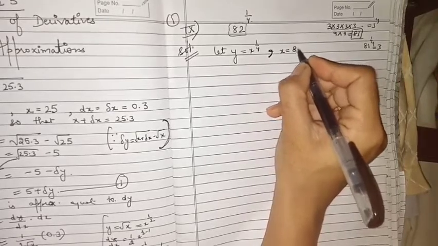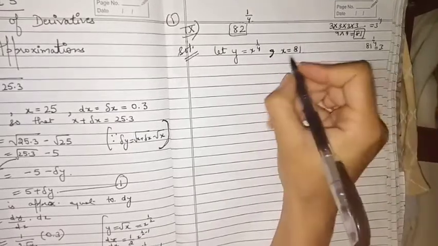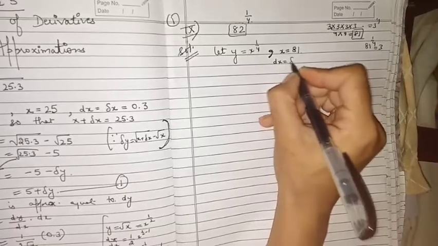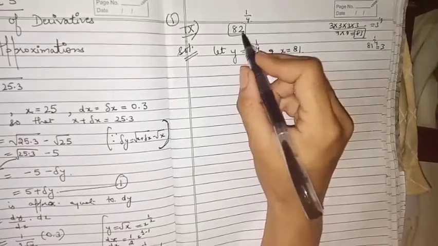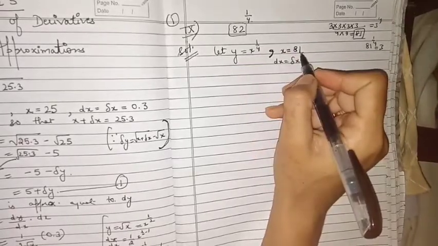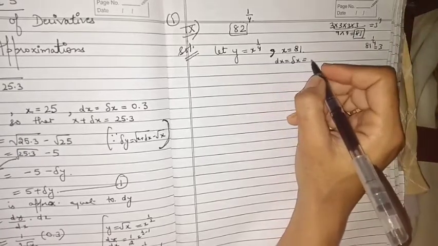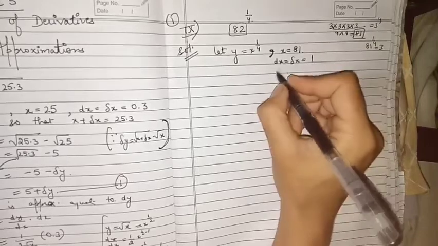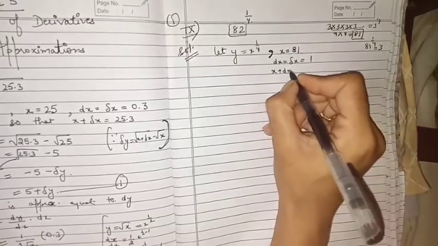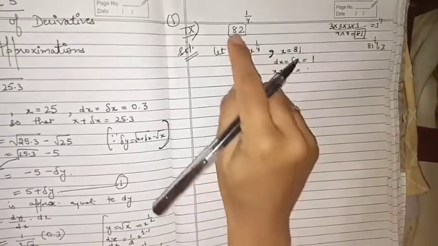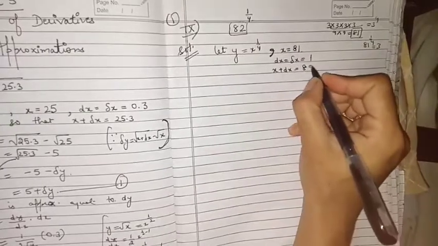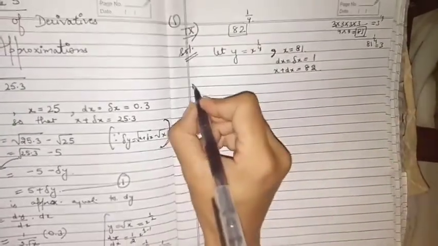x is 81. So what is the change? What is dx? What is the change between 82 and 81? The change is 1. So you can say that dx is equal to 1, because x plus dx must be equal to this value, which is 82, right?